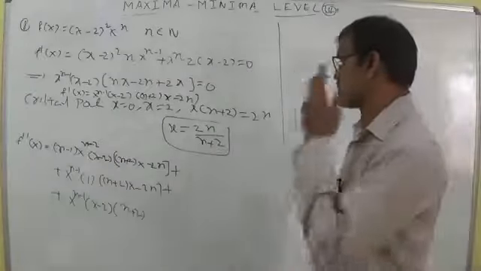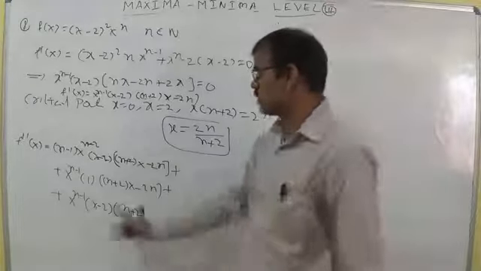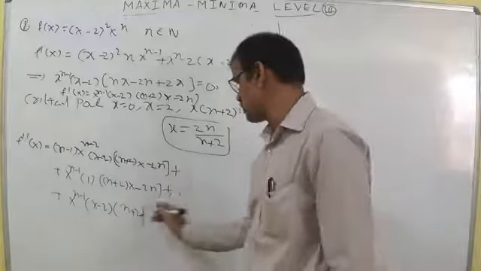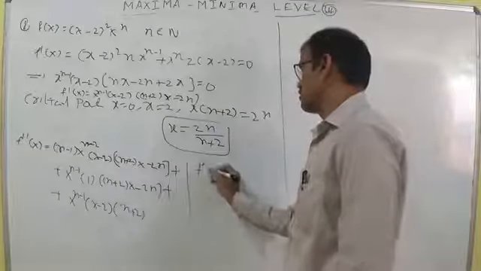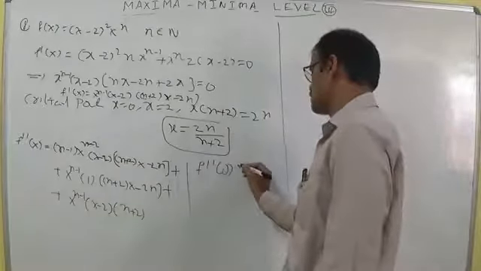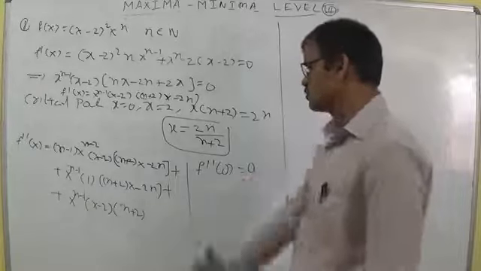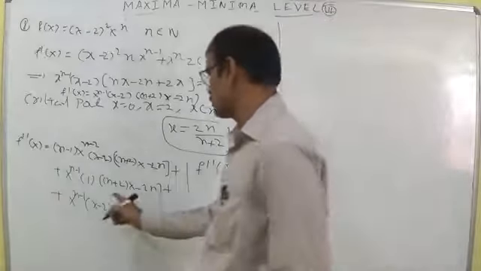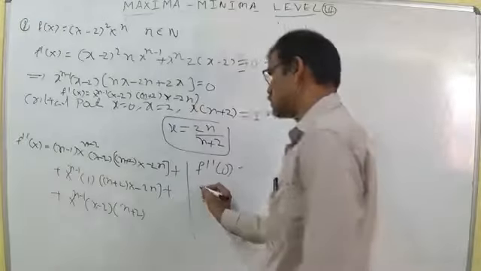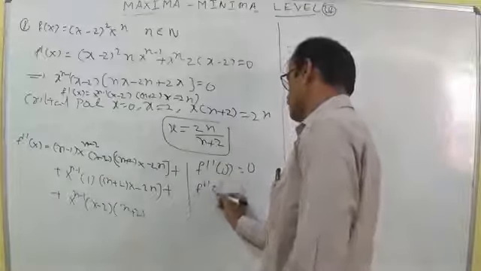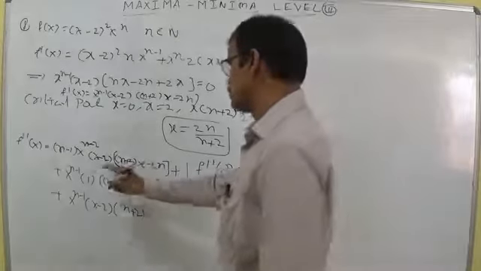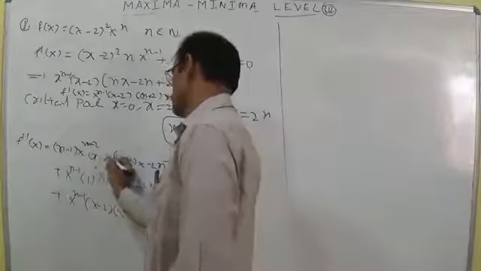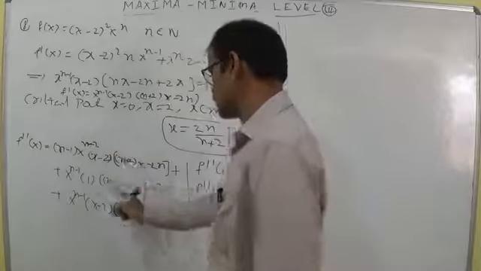Now let us discuss the critical points in f double dash x. If we put x equal to 0, this becomes 0, this becomes 0, this becomes 0. So at x equal to 0, f double dash x is 0. Put x equal to 2: this becomes 0, this becomes 0, this will not become 0. At x equal to 2, f double dash of 2, this becomes 0 because this is x minus 2. This is 0 and this is 0.